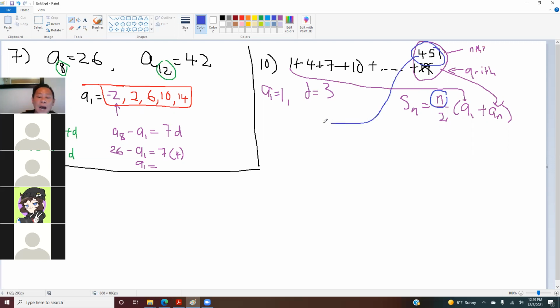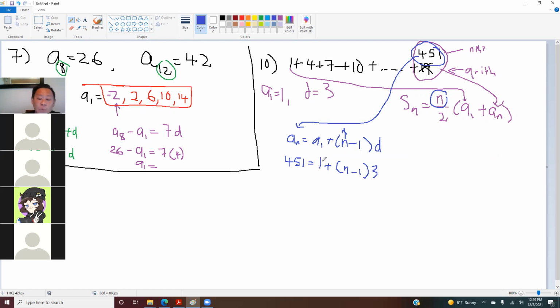So we just use the formula that you just figured out here: An equals A1 plus (n minus 1)d. Okay, so we are looking for n in this case. This is the one that we are finding. So An is the last term, 451. A1 is 1. (n minus 1) times d, where d is 3. So we are solving for n here.